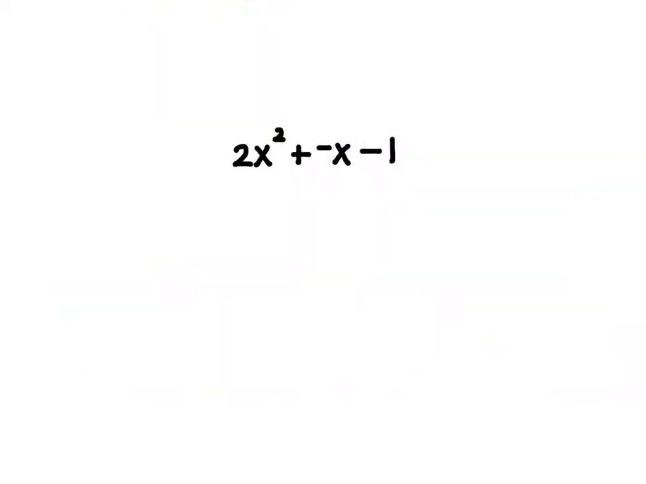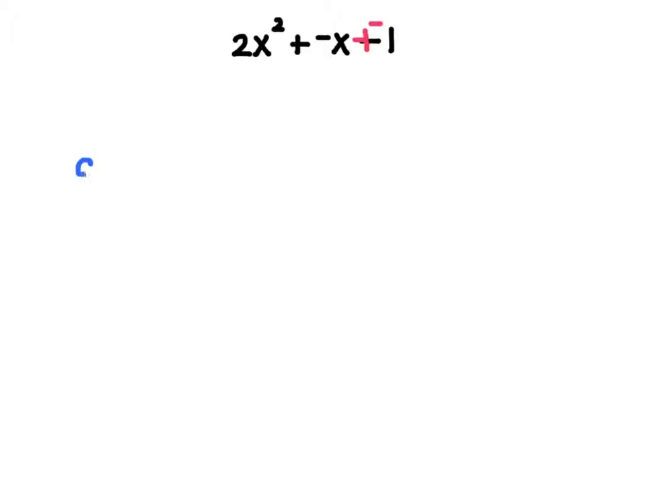Here's another example of a quadratic trinomial that we want to factor. Let's make this subtraction add the opposite. So in this case, a is 2, b is -1, and c is -1. As we did in the previous example, we want to find m and n and then split the middle term into mx plus nx. We'll end up with 4 terms, and we factor by grouping.